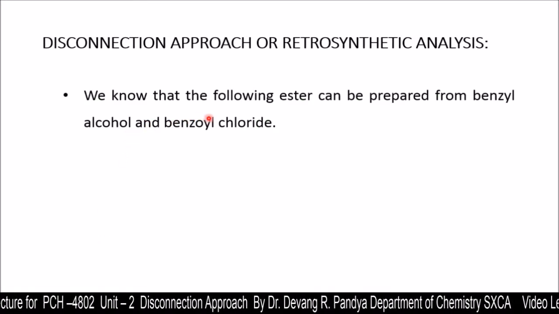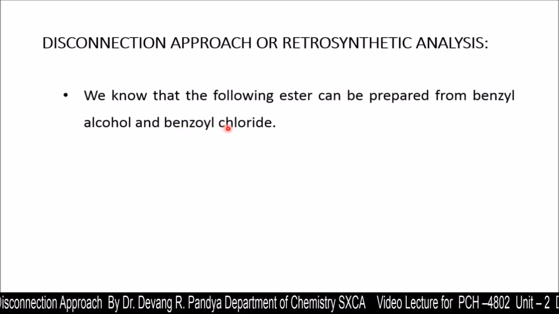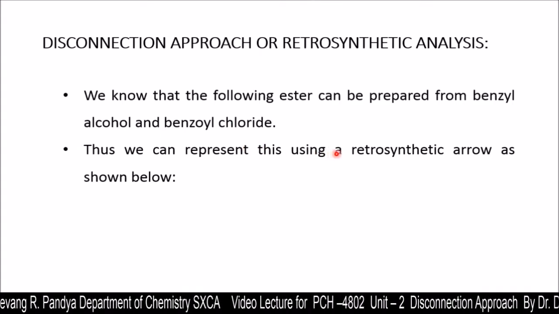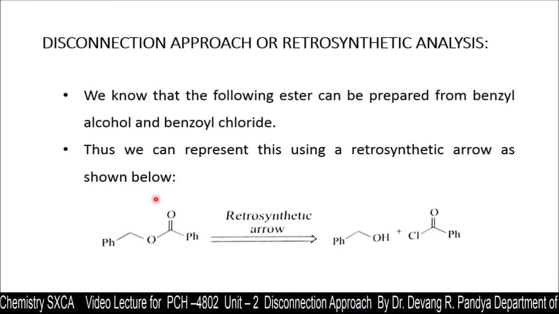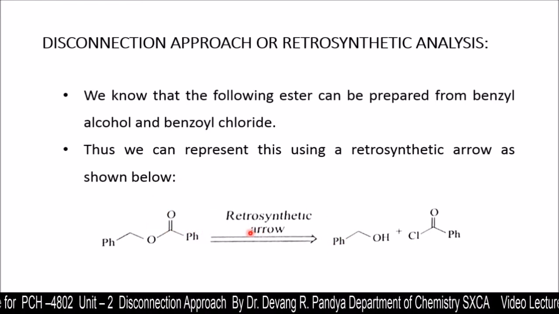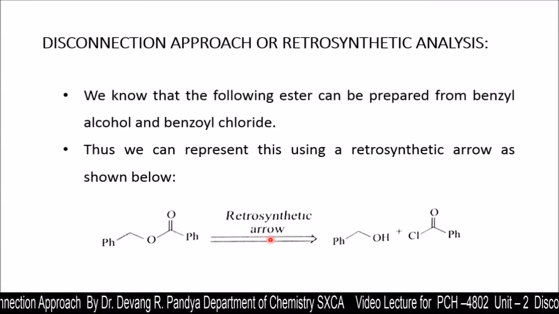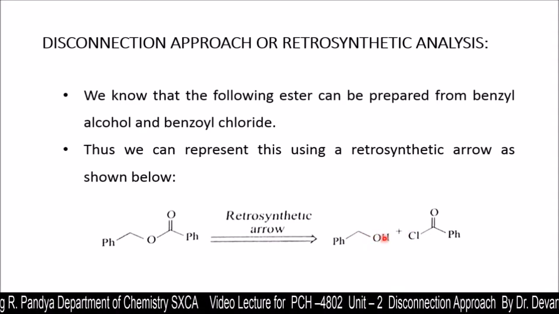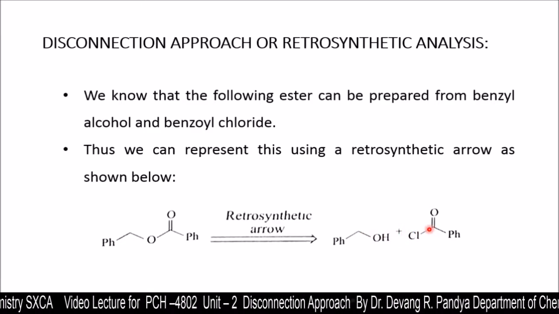We know that the following ester can be prepared from benzyl alcohol and benzyl chloride. Thus we can represent, using a retrosynthetic arrow, the synthesis of this ester. On retrosynthesis, this inclined retrosynthetic arrow gives us benzyl alcohol and benzyl chloride.